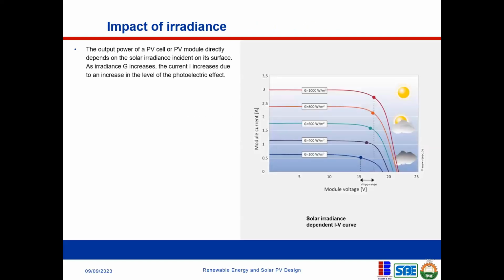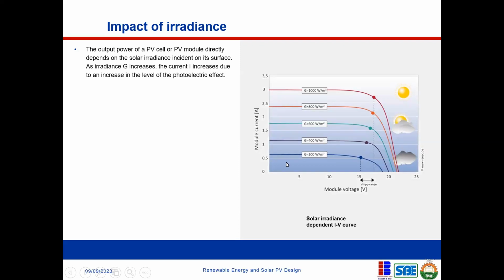So let's look at the impact of irradiance. Now, going back to the IV curve. The output of a PV panel or module directly depends on the solar irradiance incident on its surface. So as irradiance increases, the current increases due to the increase in the level of photovoltaic effect. Okay, now this is our PV module. This is our PV IV diagram.